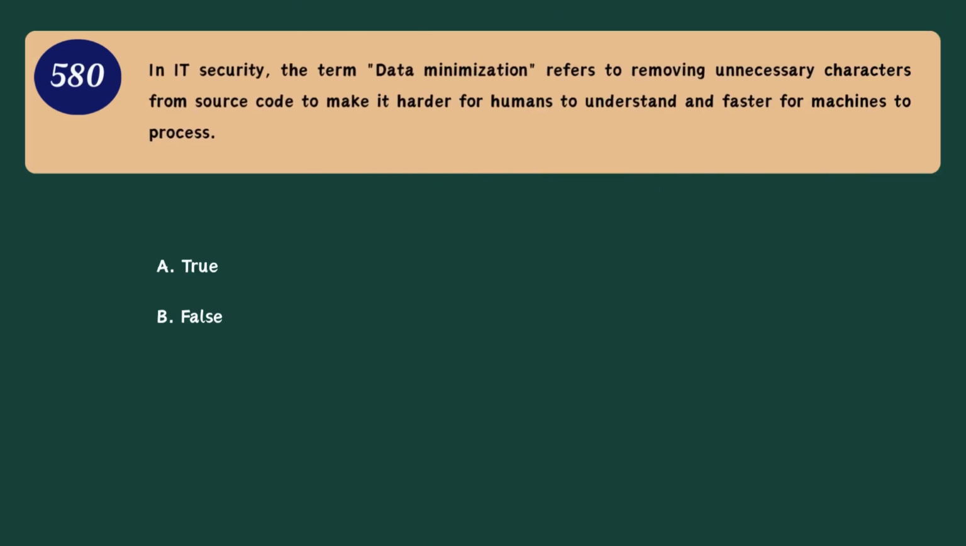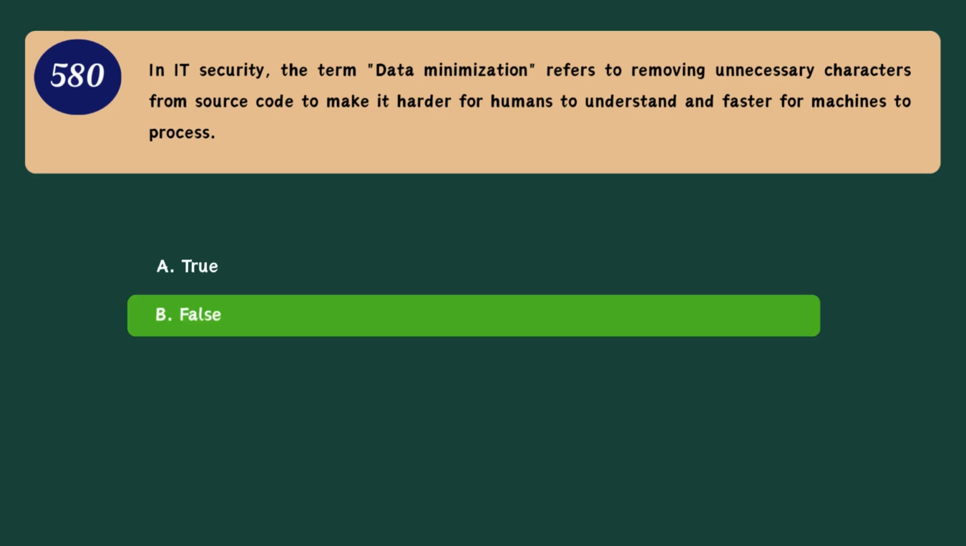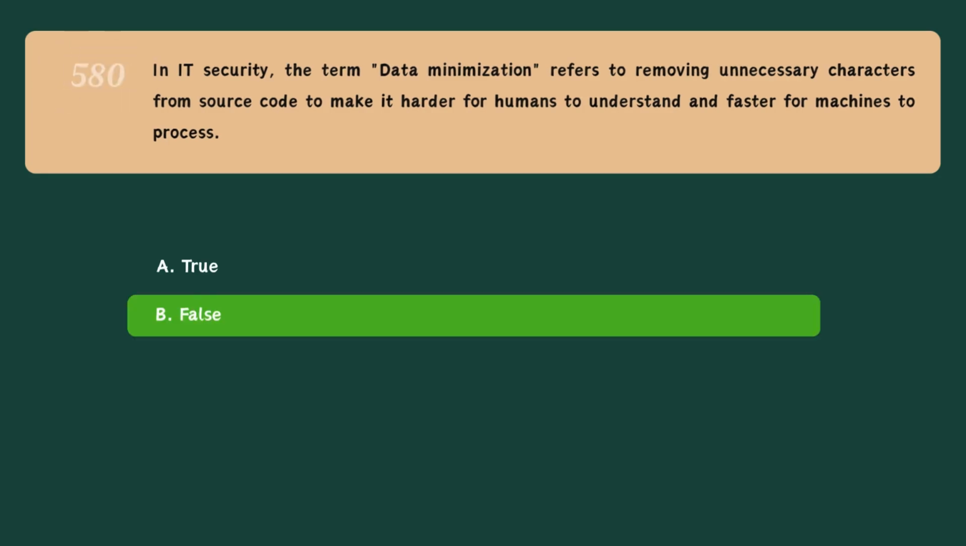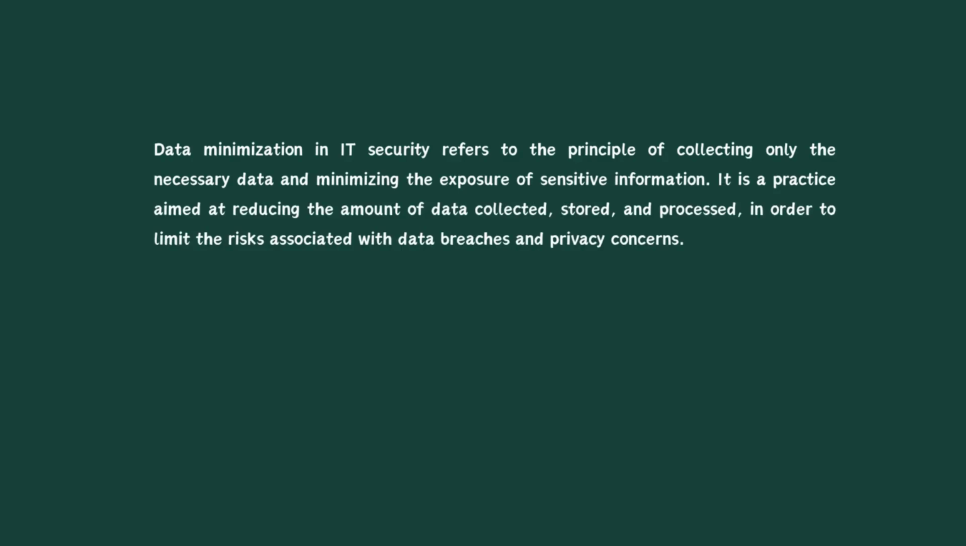Question 580. In IT security, the term data minimization refers to removing unnecessary characters from source code to make it harder for humans to understand and faster for machines to process. A. True. B. False. Correct answer. B. False.